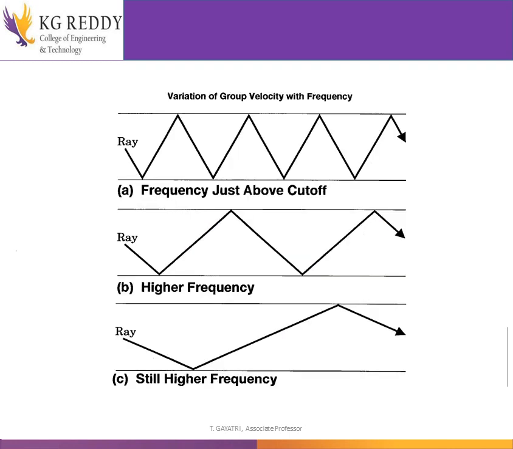We can see the group velocity changes with the frequency. The frequency just above the cutoff frequency is the first wave, shown as figure A. The second wave is at a little higher frequency, and the wave will move slowly. And the last one is at a still higher frequency, so the wave will propagate even more slowly through the waveguide. The velocity decreases as the frequency increases.